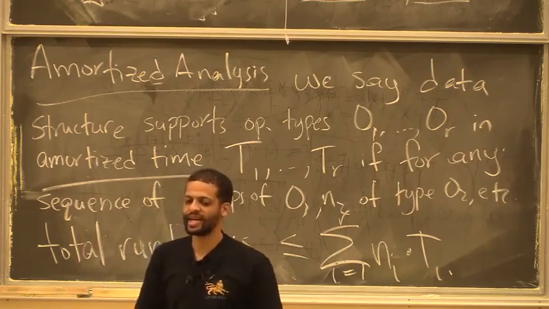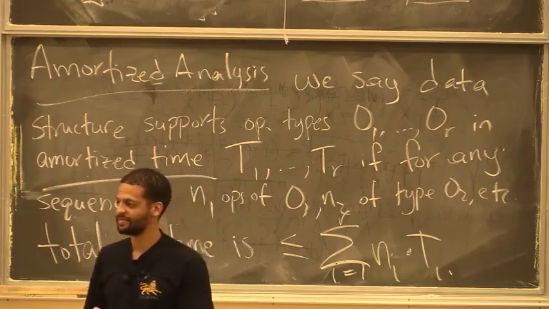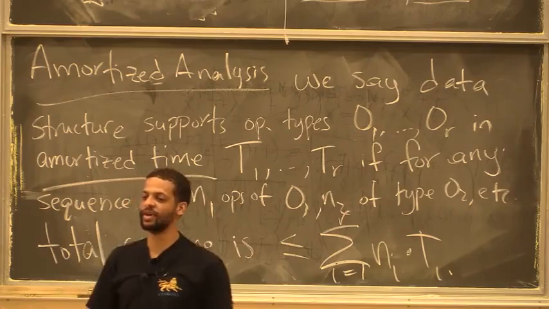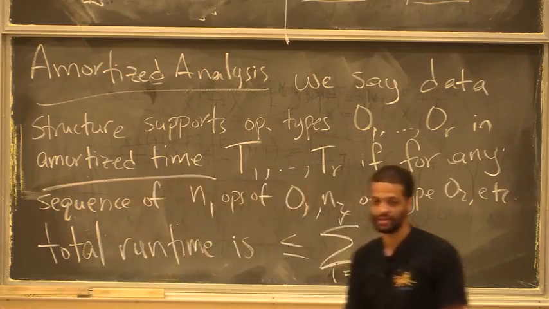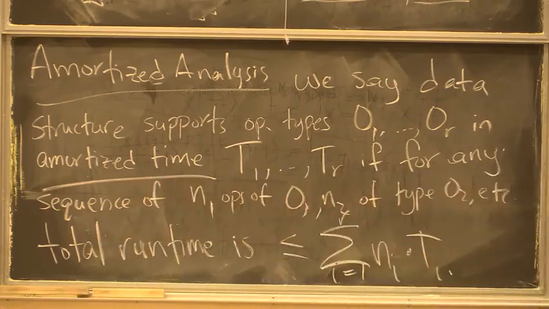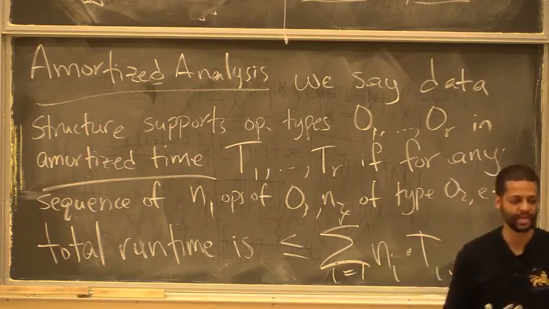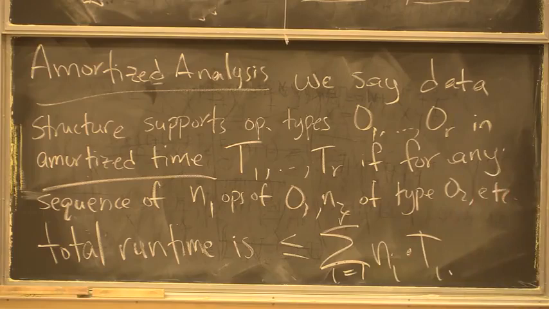Okay? The point is that can't happen over and over again. In aggregate, the total time is fast, even though there might be some individual operations that are slow. So that's what it means to have a good amortized runtime. Any sequence of operations is fast. Now back to your question about what's the difference between amortized analysis and average case analysis.